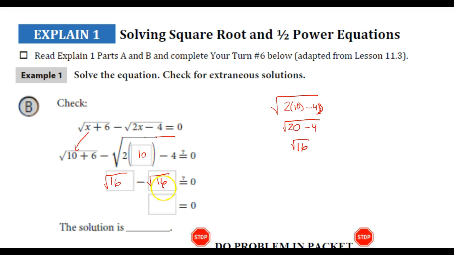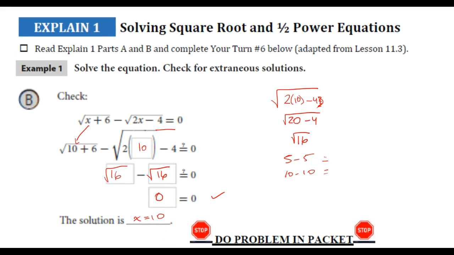And anything take away itself, whether it's square root of 16 take away the square root of 16, or 5 take away 5, or 10 take away 10, that would be what? 0. Hey, they match. 0 equals 0. So that means the solution is actually x equals 10. Just as it says here on your example packet, make sure you're stopping here and doing the problems in the packet, okay?